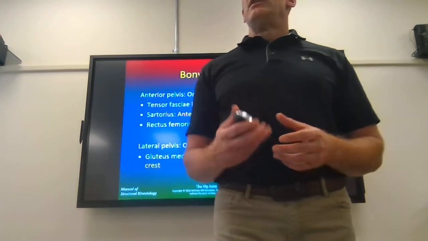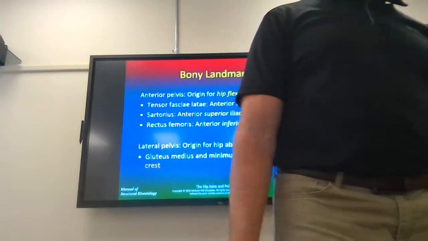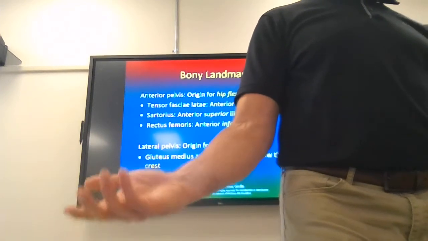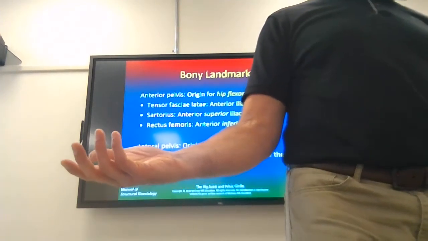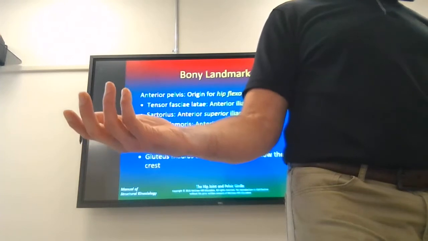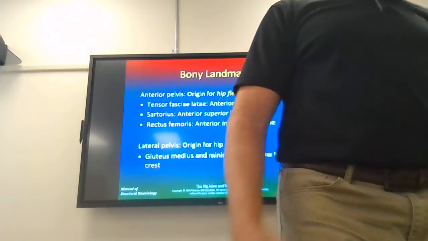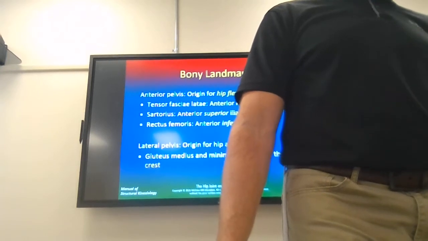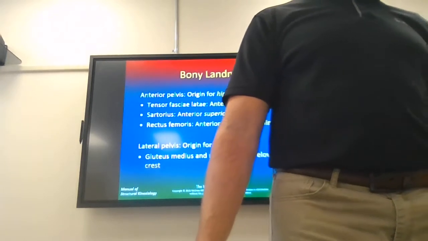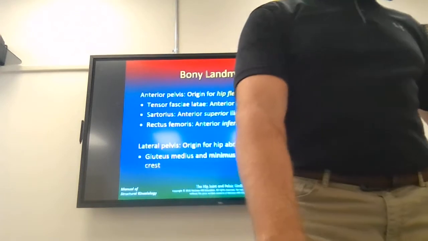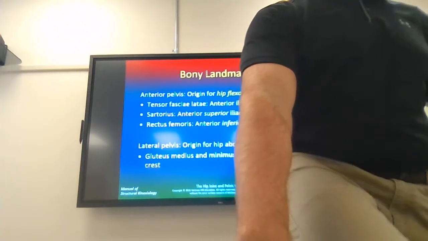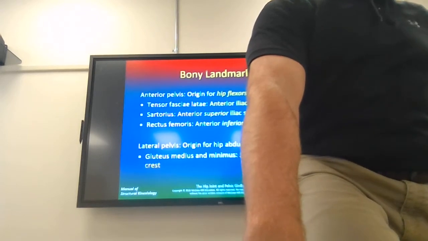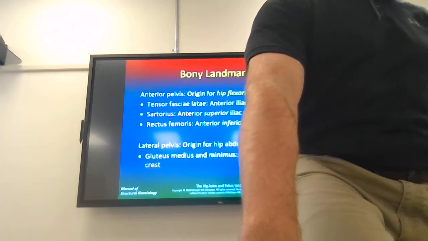If you're in a single leg stance, and a single leg stance is closed chain, why is it closed chain versus open chain? I have one foot planted on the ground, so I still have my hip abductors that are active. What's happening is if I have my right knee up, the gluteus medius on this side is keeping the pelvis level.